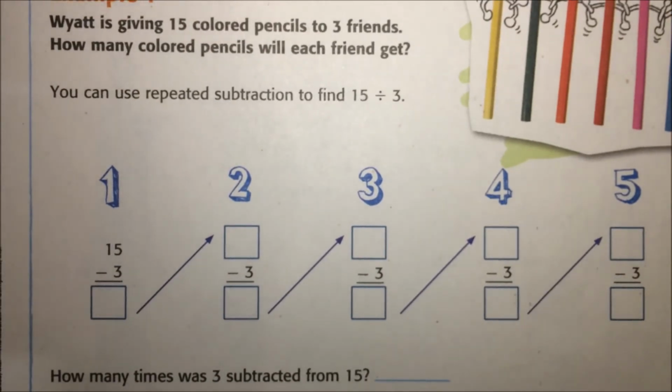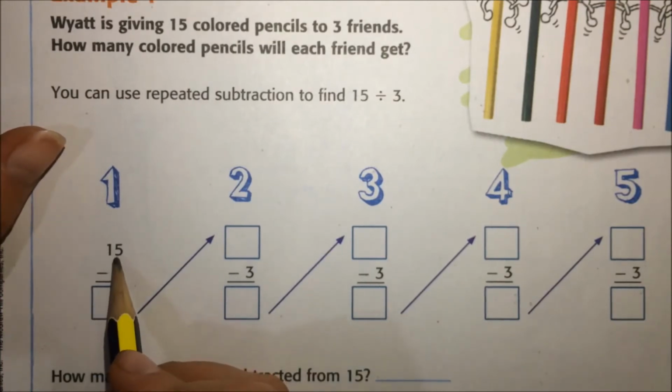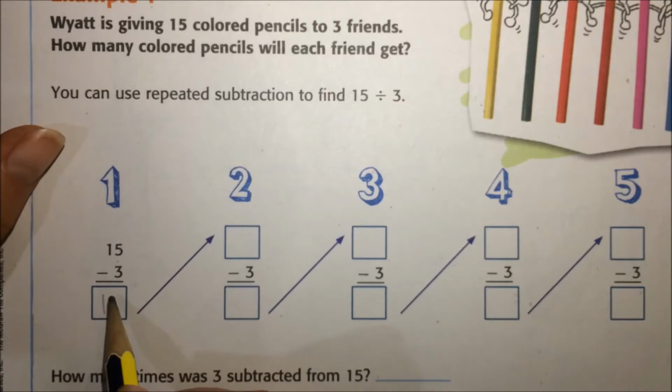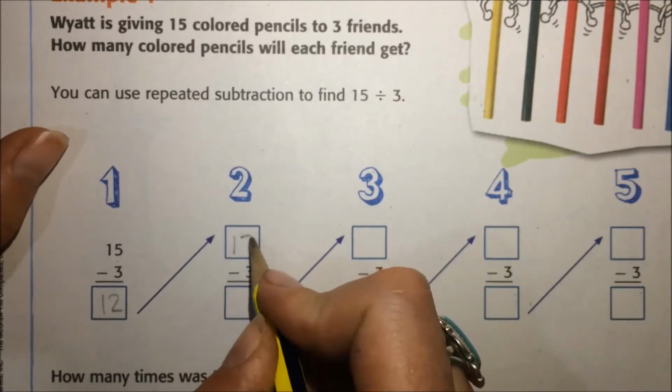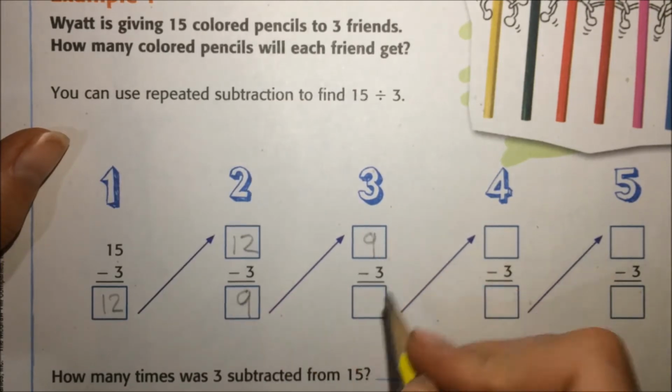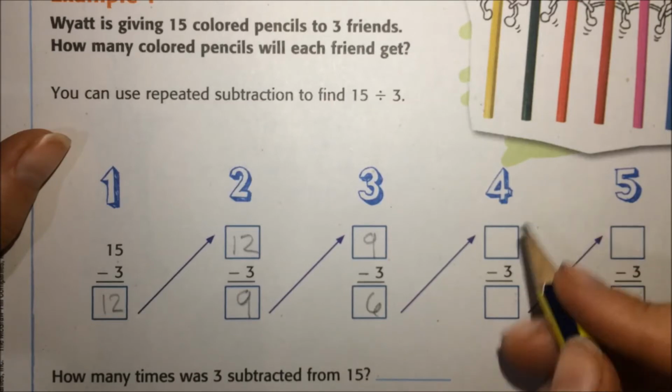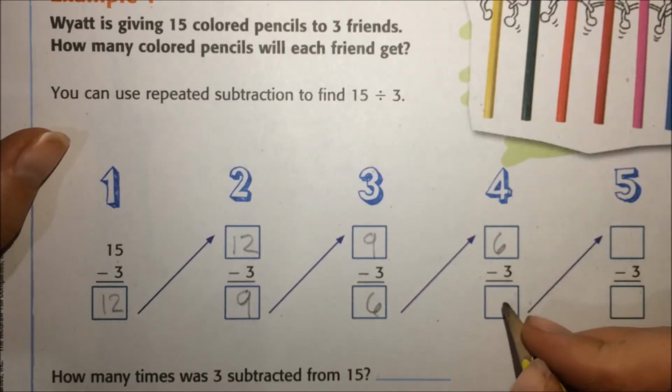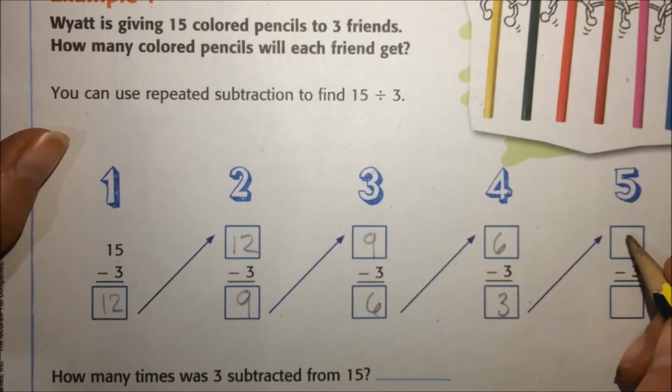If you're not real good with your math division facts yet, you can think about doing 15 divided by 3. So you can do 15 minus 3 is 12. 12 minus 3 is 9. 9 minus 3 is 6. 6 minus 3 is 3. 3 minus 3 is 0.